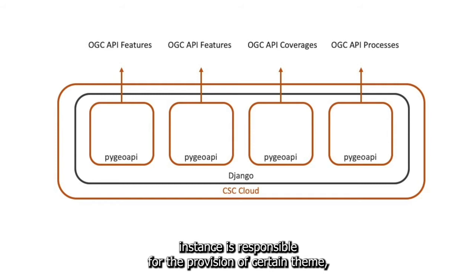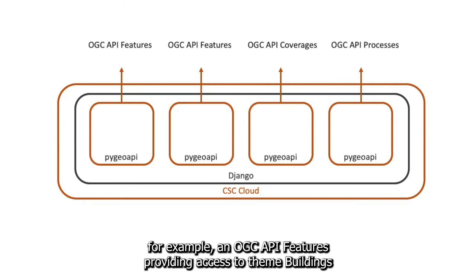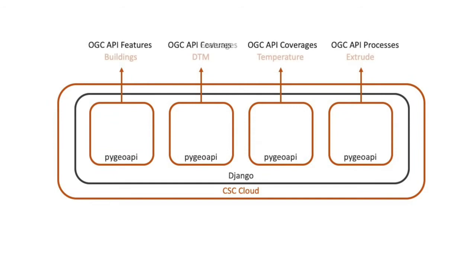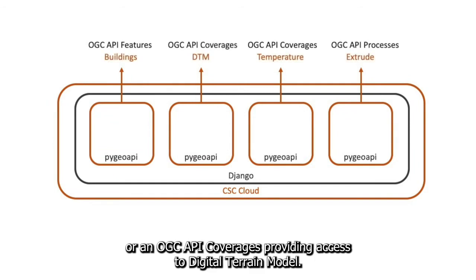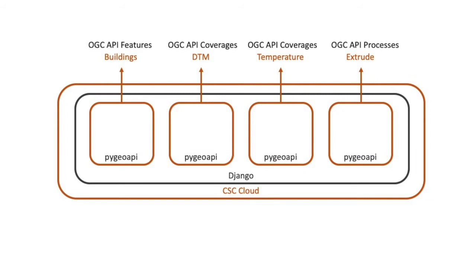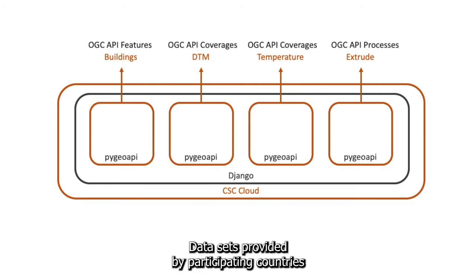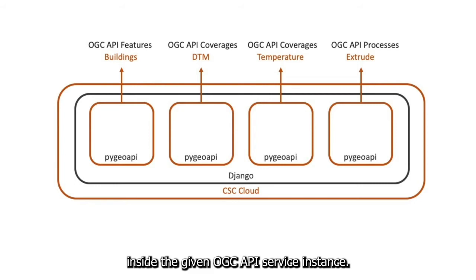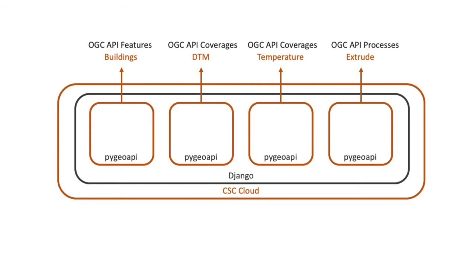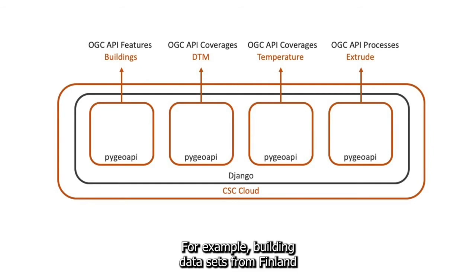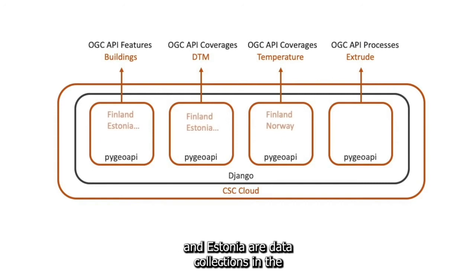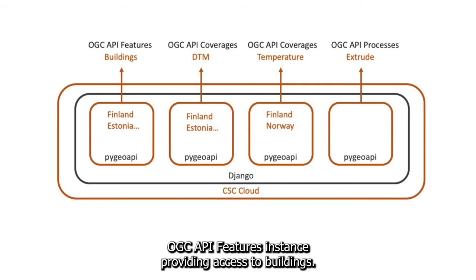Each pygeoapi instance is responsible for the provision of a certain theme. For example, an OGC API Features instance providing access to the theme buildings, or OGC API Coverages providing access to the digital terrain model. Datasets provided by participating countries are implemented as individual data collections inside the given OGC API service instance. For example, building datasets from Finland and Estonia are data collections in the OGC API Features instance providing access to buildings.